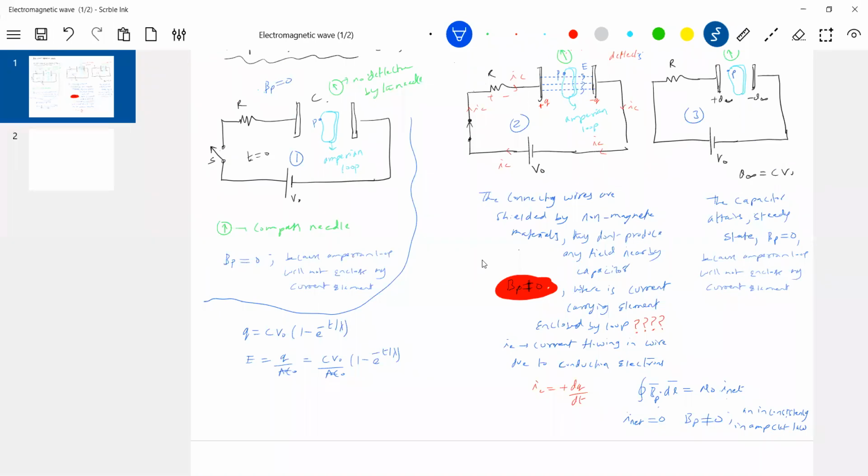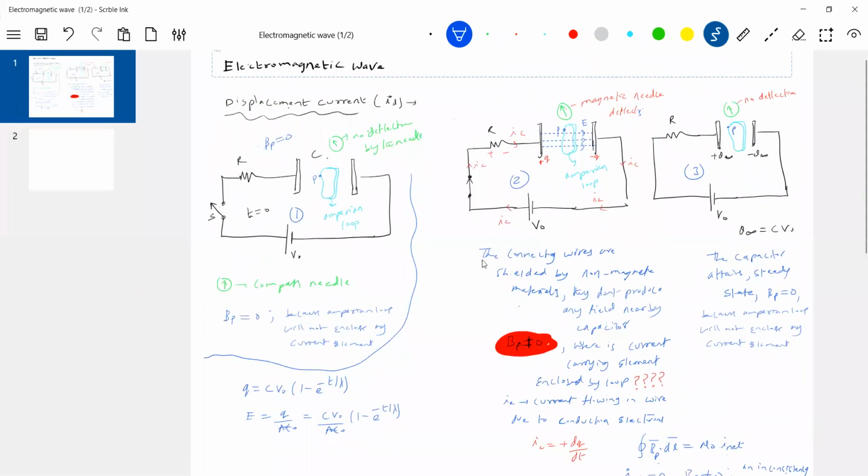So for that purpose, I'm going to modify it. Here Maxwell came into the picture. He said no problem, we will just modify the Ampere circuit law. And he said that in fact the magnetic field here is produced not due to a current carrying wire. In fact, a variable electric field will produce that magnetic field.